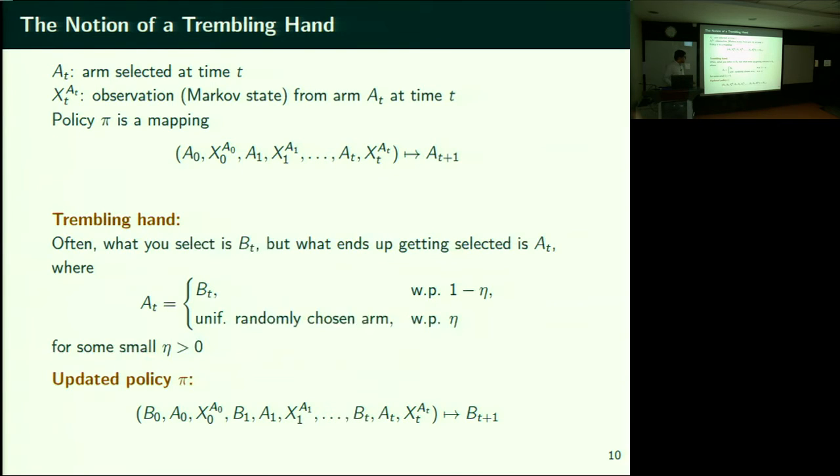So the updated policy is: you intend to select B0, but A0 gets selected. You get an observation X0, A0. The AT and X's are the same. There is an additional component BT, which is the non-trembled hand. AT is the trembled hand now. So B1 at time 1, A1, X1, A1. So till time T you have done all of this. Now you must decide where you want to look. That is your intention. Whether that gets selected or not is a different question. This is how your policy gets updated now.